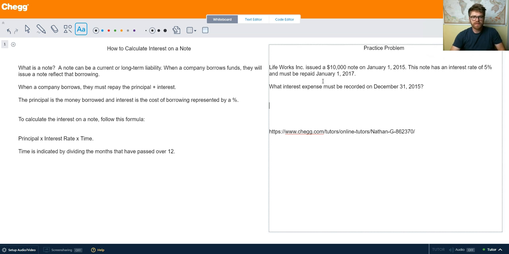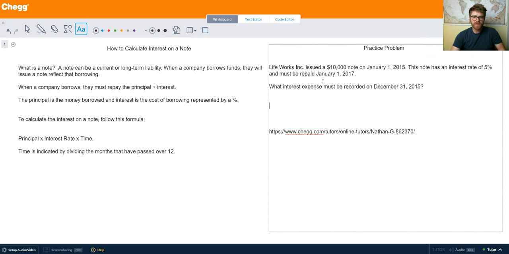Now, interest I consider the cost of borrowing. So if you borrow $10,000, you don't just owe back that $10,000. You owe back 10 grand plus interest. So that's what we call the cost of borrowing. To borrow that 10 grand, you're going to have to pay a little extra on top of that 10 grand.